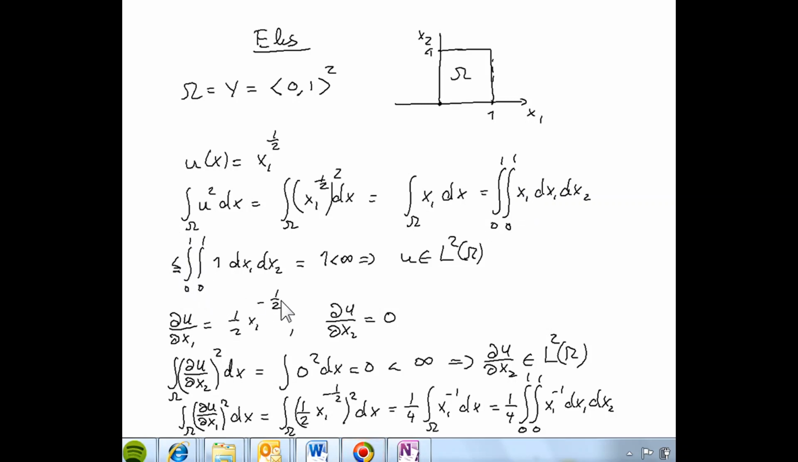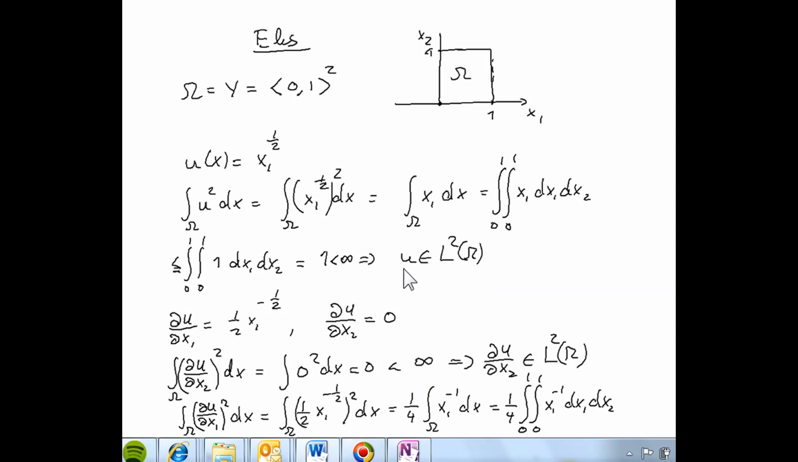Necessarily, since this function is less than 1, this integral must be less than the integral of the constant 1. And this integral is just the area of omega, which is 1. And of course this is less than infinity. So this means that u must be an element of L2. So it's a Lebesgue function.